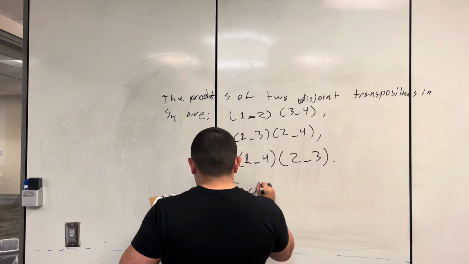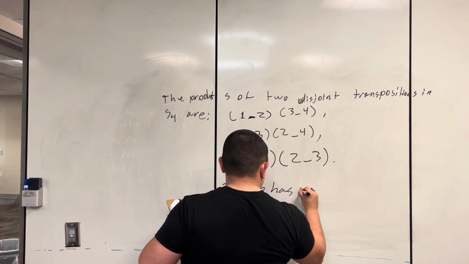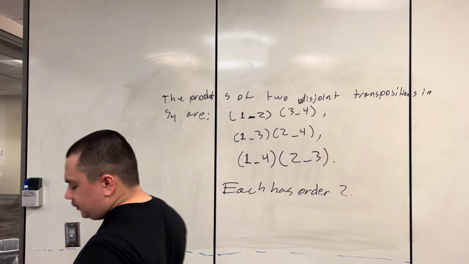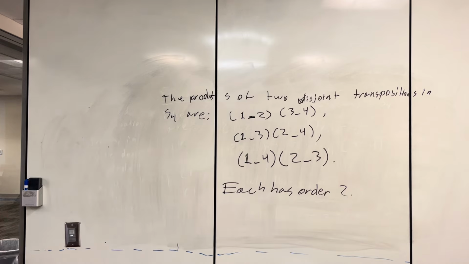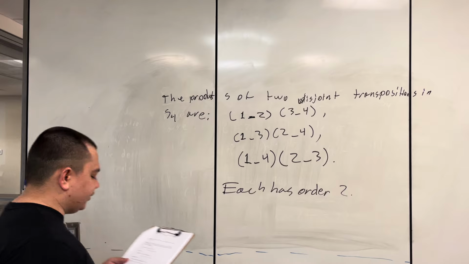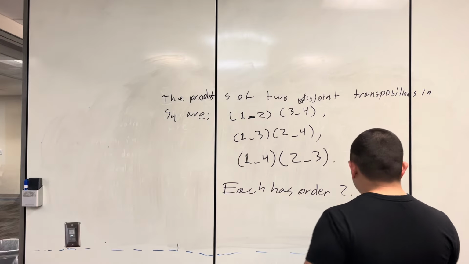So each has order 2. We've looked at that, and we have listed all of the elements of order 2 in S sub 4, so we're good to go.